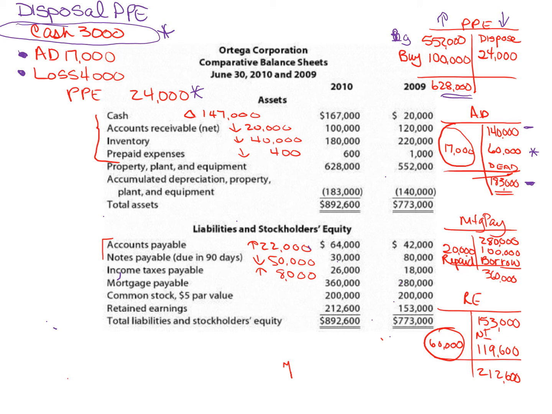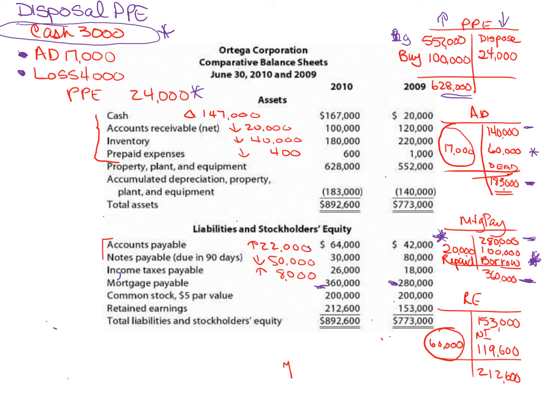All right, so cruising down to mortgage payable. Mortgage payable started the year at $280,000 and ended the year at $360,000. Our information told us that we borrowed $100,000 to buy that new property, plant, and equipment. So I must have repaid $20,000. So I need to remember this, that I borrowed $100,000 and I repaid $20,000, when I do the financing section of my cash flow statement.